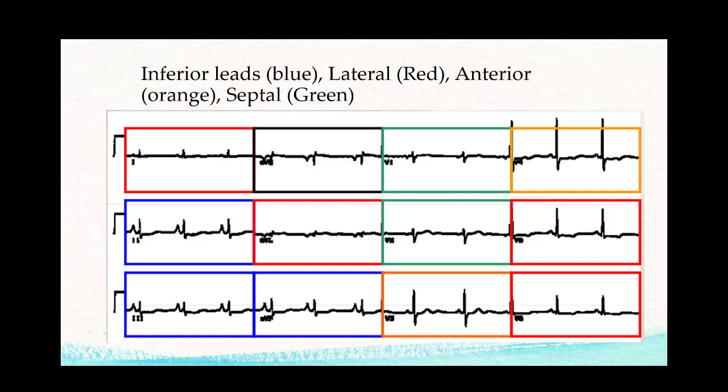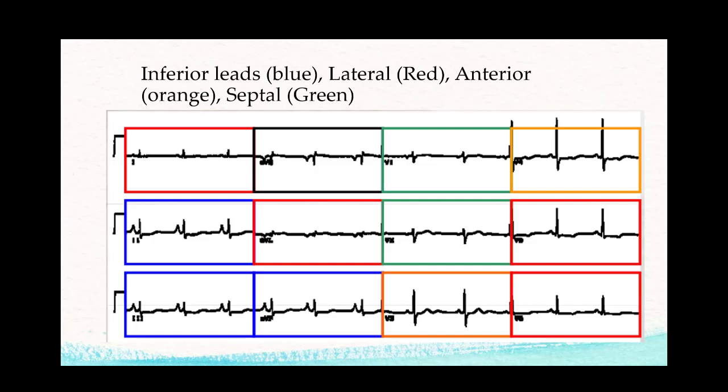The anterior leads are orange. Specifically, V3 and V4 are going to be specifically anterior leads. Frequently, though, we hear of anteroseptal MIs, and the septum is between the ventricles. So an anteroseptal MI is going to have ST elevation in V1 and 2 and V3 and V4 as well.